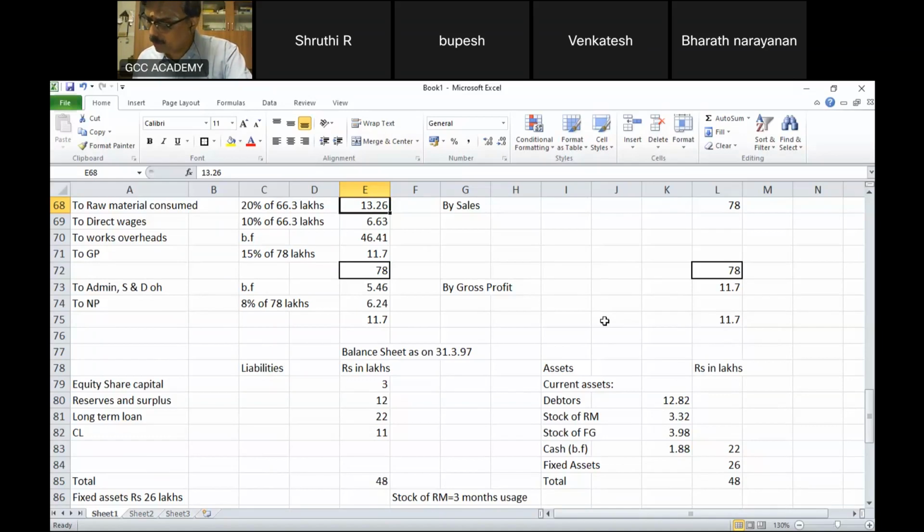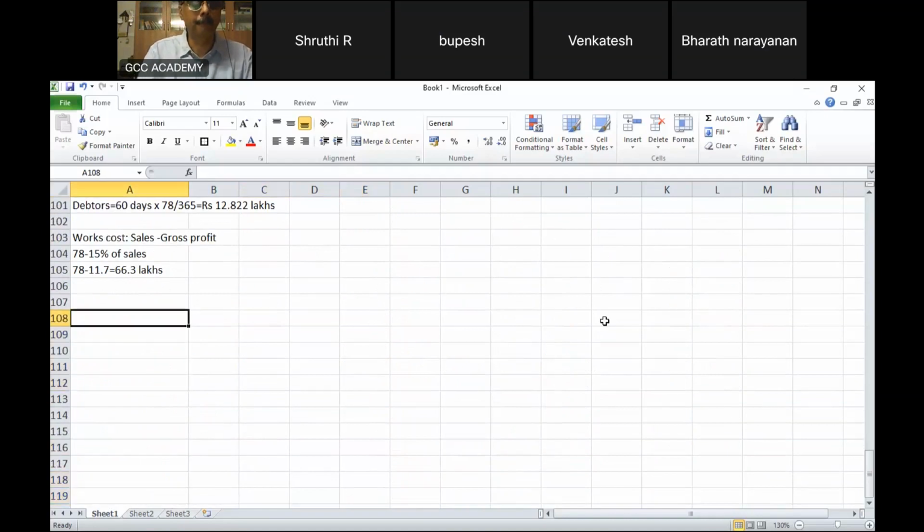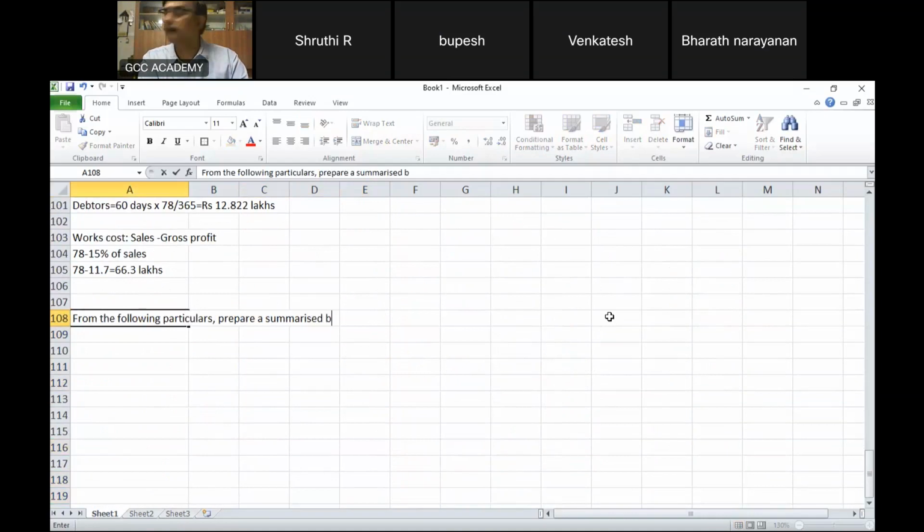This is something similar to what we did now. Just a minute, I'll type out the question. From the following particulars, I want you to try this. Prepare a summarized balance sheet.